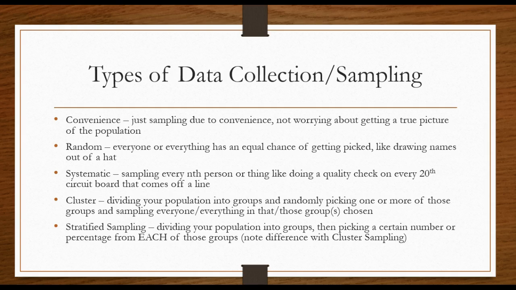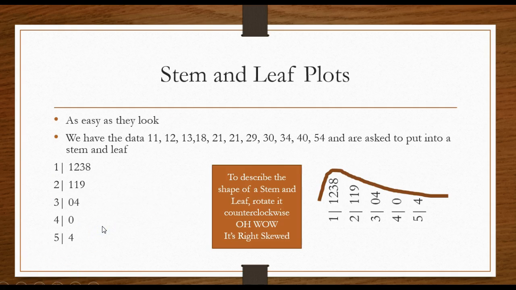Still cluster sampling. With stratified sampling, you divide your population into groups and then pick a certain number or percentage from each group. Going back to the class example, I've got 20 statistics classes and I go back and I sample 2 students from each class. That would be stratified sampling.